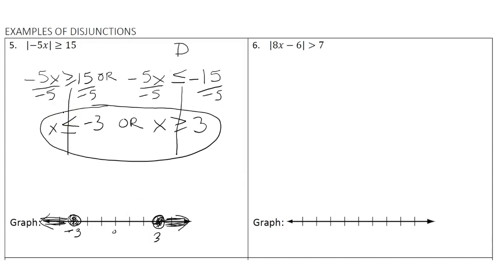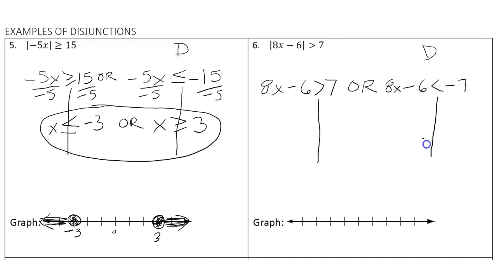Now that you have tried it, check your work. First, notice that you have a disjunction. This means you start with the word or. Write on the left, 8x minus 6 is greater than 7. On the right, repeat the 8x minus 6, but put less than negative 7.